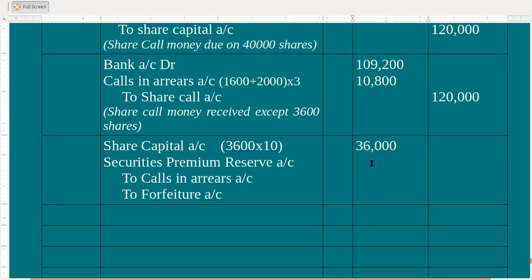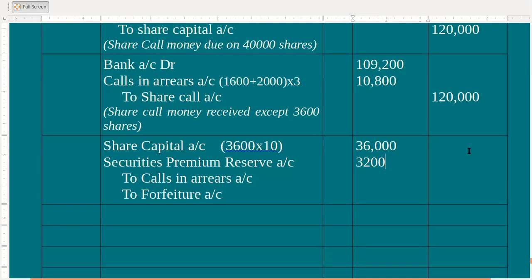What is the number of shares held by Mukesh as per the question? It's 1,600, no? Yes. And what is the securities premium amount? It is rupees 2 only, right? Then what will be the amount? 1,600 into 2. Here it will be 3,200. Are you able to understand, all of you? Okay.